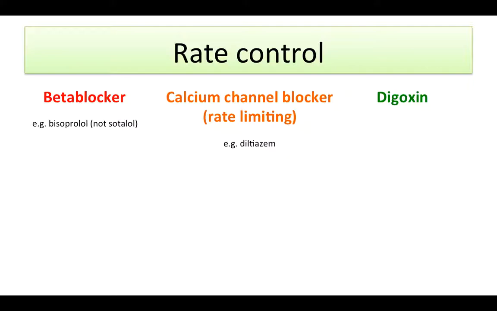In terms of the drugs available for rate control, the mainstay really is beta blocker. When we talk beta blockers, we mean the mainstream beta blockers like bisoprolol, atenolol, metoprolol, not sotalol. You've got calcium channel blockers. Of these, there are two types. There are rate limiting ones like diltiazem, and then there's also the non-rate limiting, like for example, amlodipine. Amlodipine wouldn't have any effect on rate control, so it wouldn't be used. And then thirdly, there's digoxin.